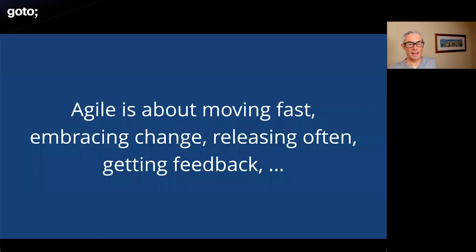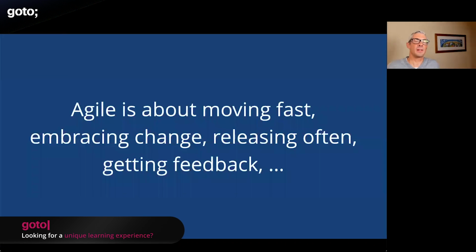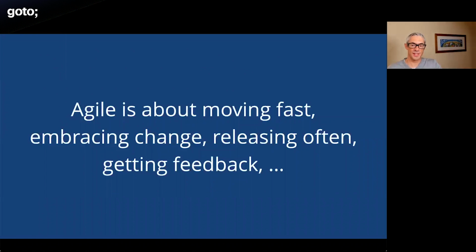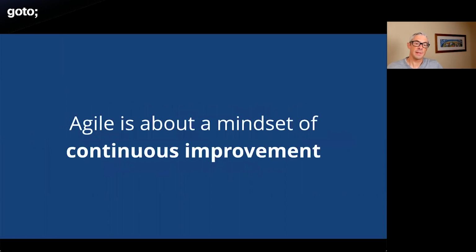What is Agile about? You have a number of different ways to think about Agile. For some people, it's about moving fast and embracing change and getting feedback and delivering value quickly. And really for me, that's the process or mechanical side of Agile software development. And in essence, really, it's just incremental and iterative development done really well and really rapidly. For other people, Agile is more about a mindset of continuous improvement.